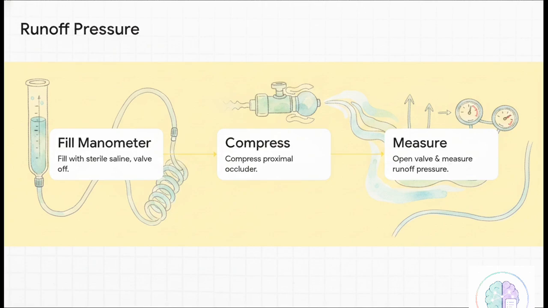Step 1. Fill the manometer with sterile saline while the valve is off. Step 2. Compress that proximal occluder. And Step 3. Open the valve and measure the runoff pressure after about 60 seconds.